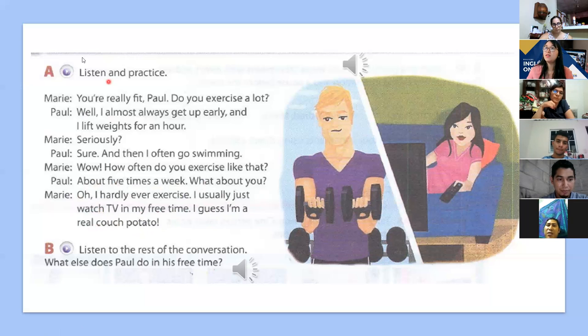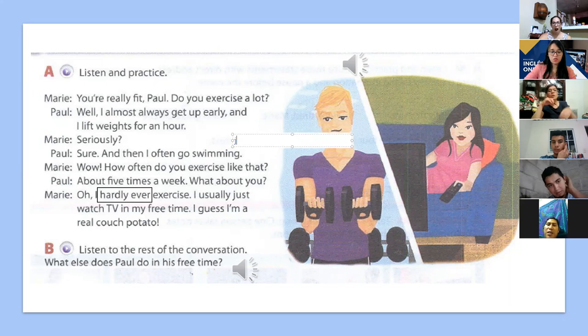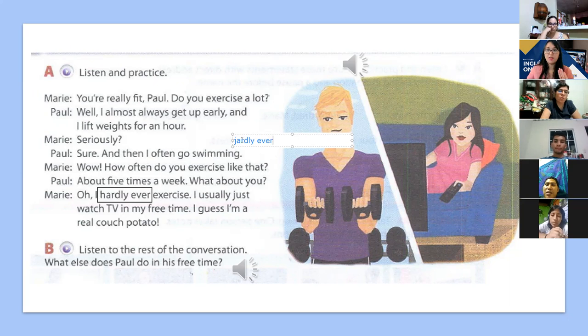Okay, very good. Thank you, Gerson. Okay, esta palabra, let me just show you this one. Esta palabra es hardly ever. De esa forma la vamos a pronunciar. Hardly ever. Es como difícilmente. Difícilmente yo hago ejercicio, right? Oh, rara.